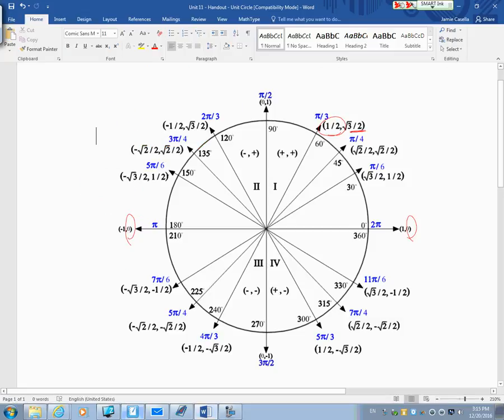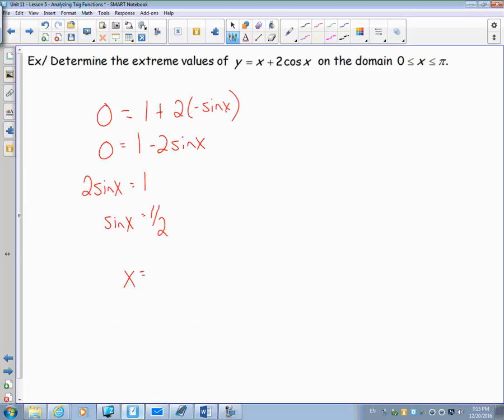Where does sine equal 1/2? Well, one of them is at pi over 6. The other one is at 5 pi over 6. So there's 2 spots where we're going to have extreme values: pi over 6 and 5 pi over 6.